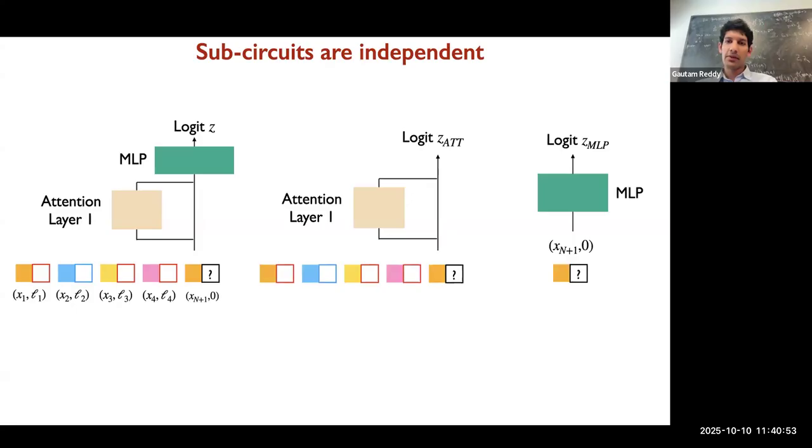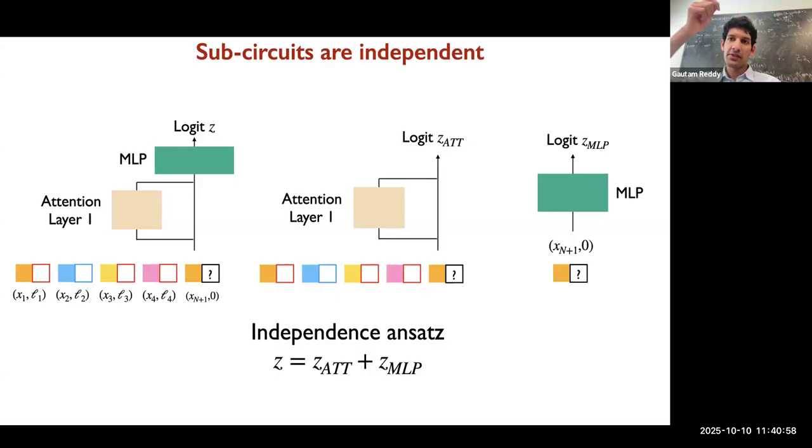What that means mathematically is that the logit that you get, this energy difference in the two states, is the sum of the logits produced by one part of the circuit and the other part of the circuit. This is mathematically not true if you write down the equations, but we're going to say that this is true and work with that assumption and come up with predictions.